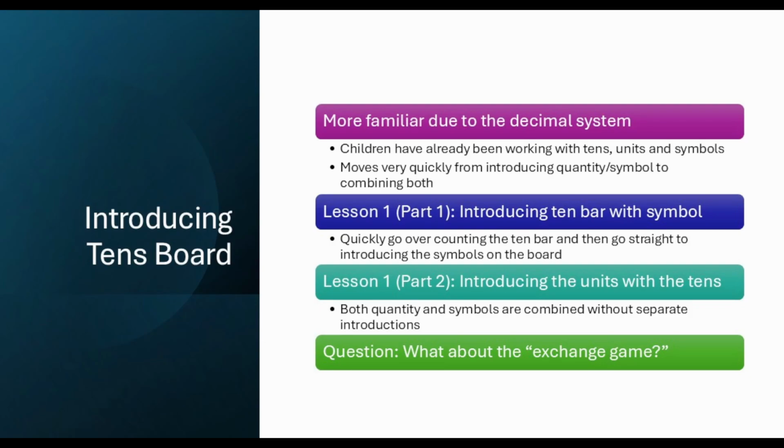However, if you want to do the exchange game and you want them simply to focus on quantity and not symbol, maybe they really need to focus on the quantity part and you're not ready to do the symbol part and maybe the tens boards are just too much for them, take the symbols out and go back to just doing the exchange game. Give them dice, give them unit beads, and give them 10 bars. And as soon as they get to 10, they have to exchange 10 units for a 10 bar.